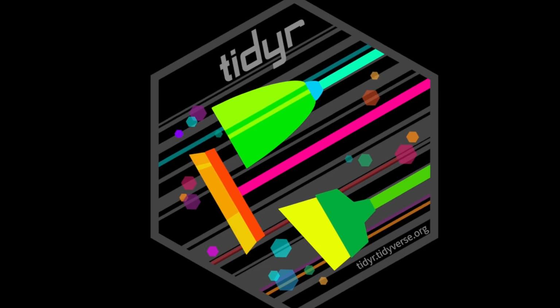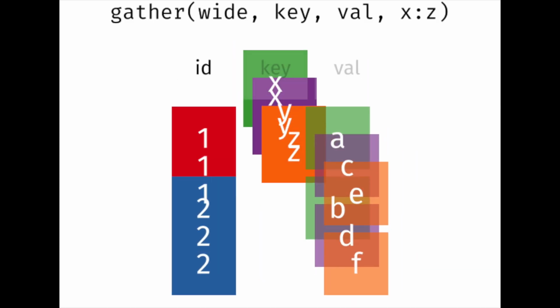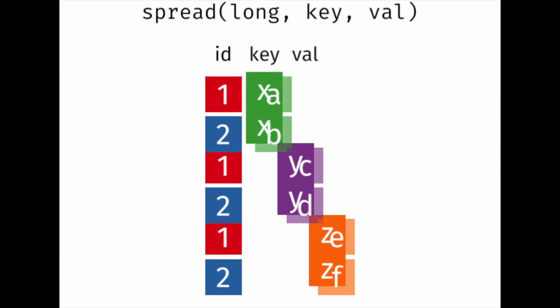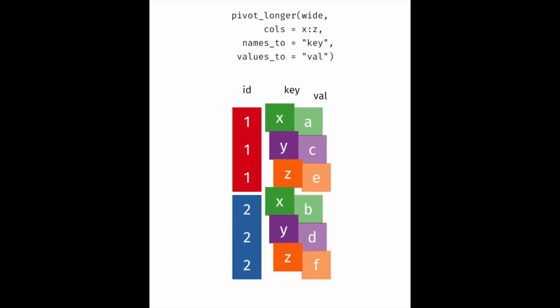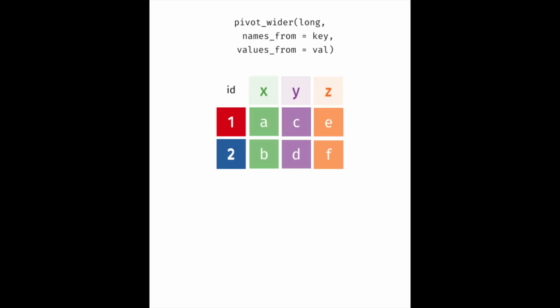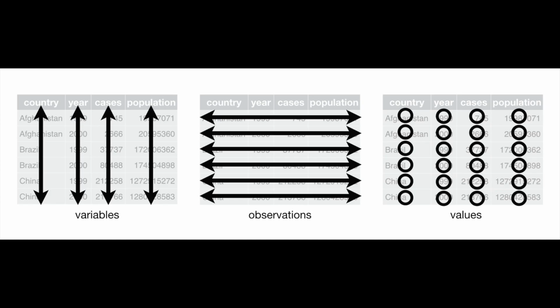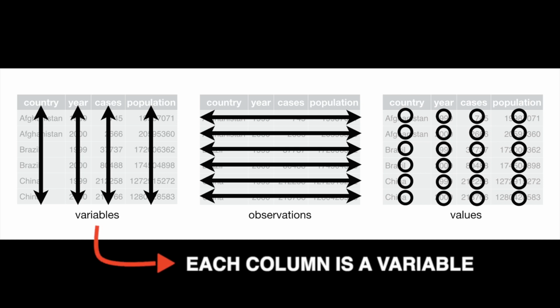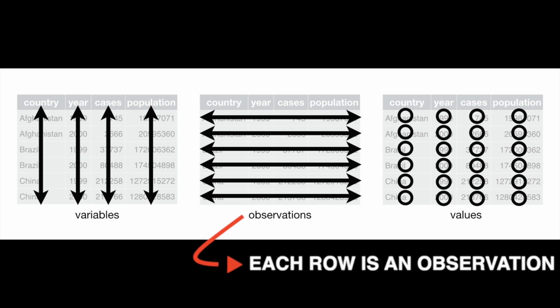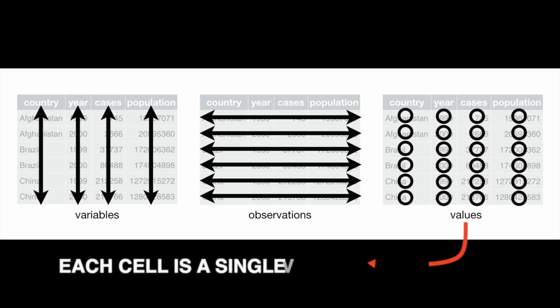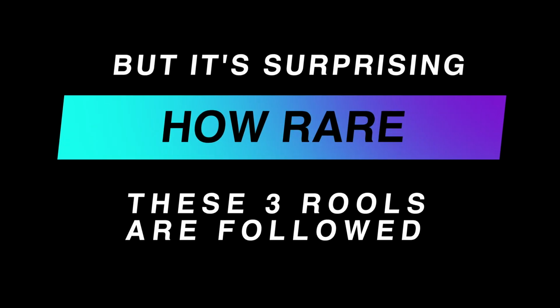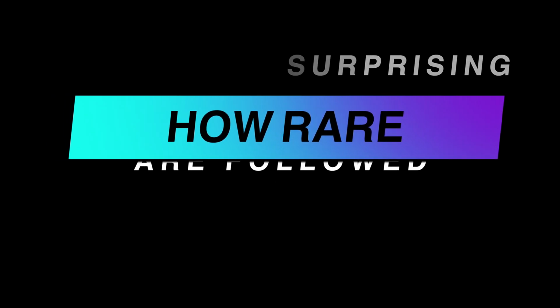Well, with the tidyr package, you'll be able to transform your data quickly, accurately, and efficiently, preparing yourself for the step that really matters. This picture shows three simple rules which make a dataset tidy. Each column is a variable, each row is an observation, and each cell is a single value. But it's surprising how rare these three rules are followed.